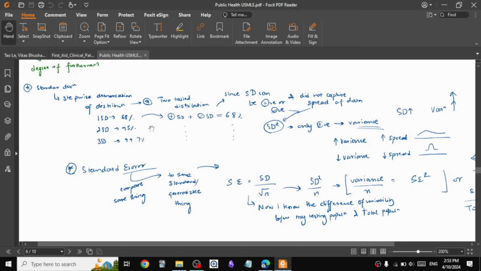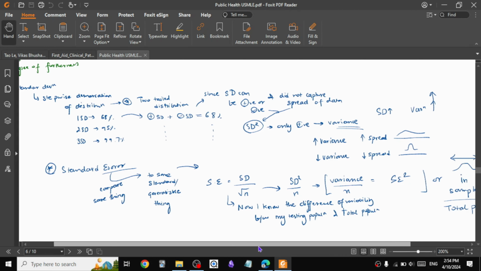If it's one standard deviation, that means it encompasses both the positive standard deviation and the negative standard deviation, and both of them equal 68%. If you take two, you have two positive and two negative standard deviations, that will equal 95%. Three standard deviations means three positive and three negative standard deviations, that will equal 99.7%. So you have to specify which direction the standard deviation is actually in.